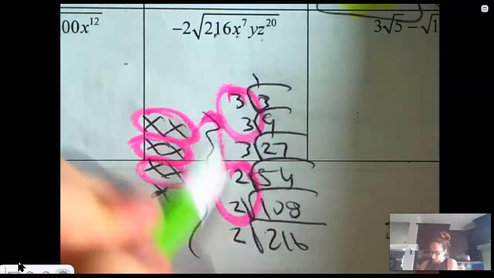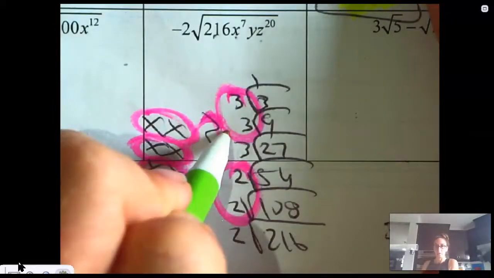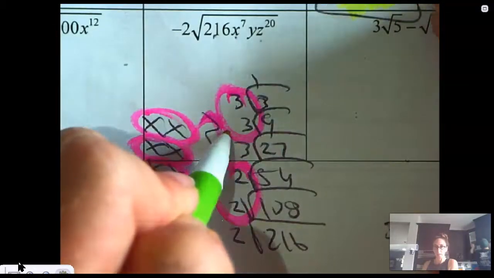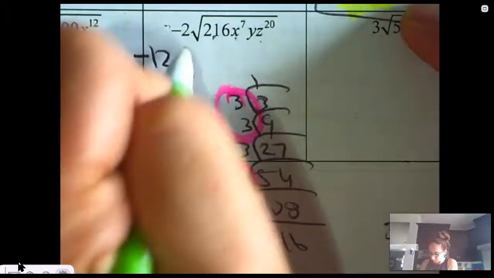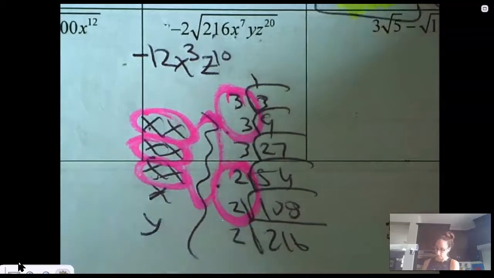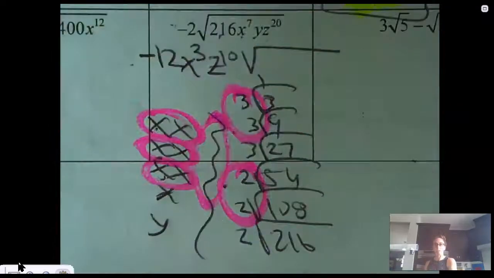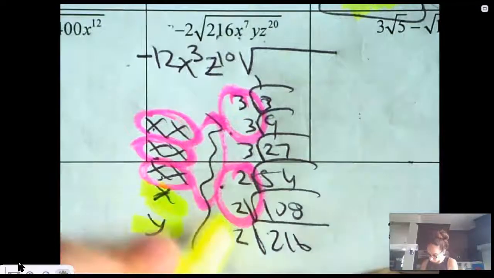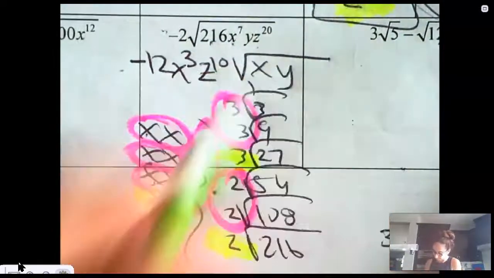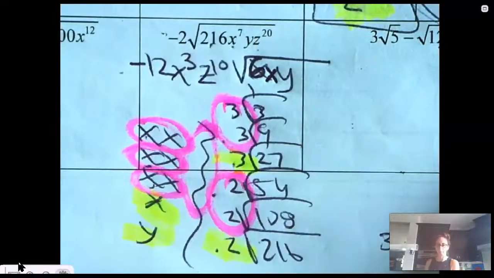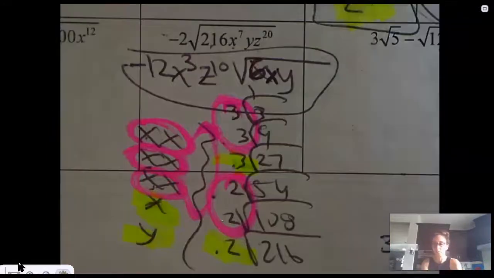So I have a 2 and a 3. 2 times 3 is 6. But then I had the -2, that's -12. I had 3 sets of X's and 10 sets of Z's. Now, what I didn't circle goes on the inside. I didn't circle the X, the Y, the 2, and the 3. So I write X, Y, oops, I should have written 6xy. Okay. That's it. Do the rest another time.